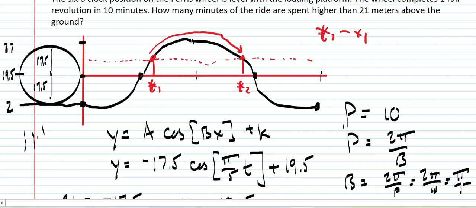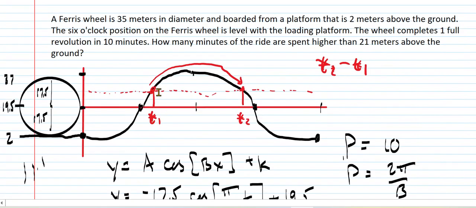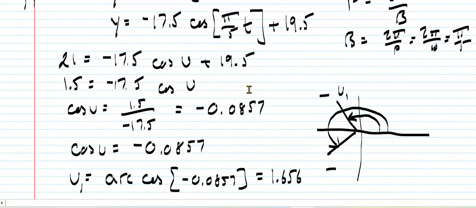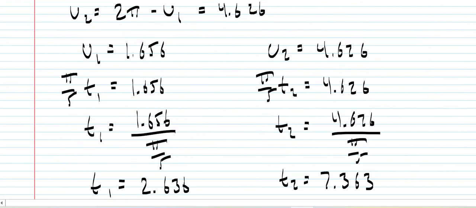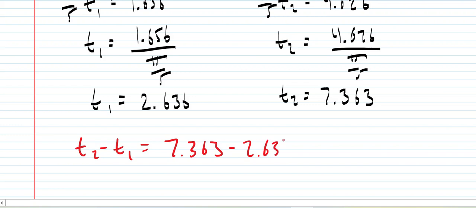And so my answer is going to be t2 minus t1. Basically at t1, it's when it went above 21 meters, and at t2 it's going below 21 meters. So the answer to this problem is going to be t2 minus t1, or 7.363 minus 2.636, which ends up being approximately 4.72, rounded to 2 decimal places.